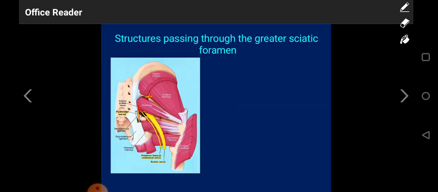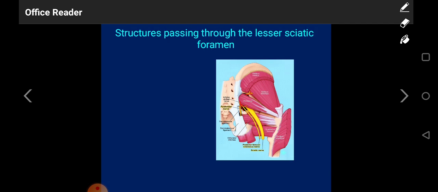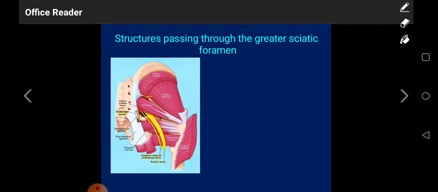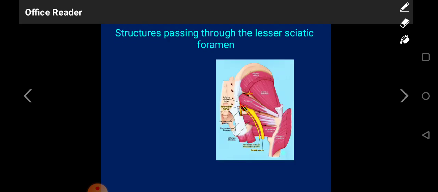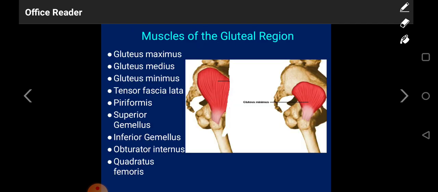The structures passing through the greater sciatic foramen include, as shown in your diagram, the piriformis muscle, the superior gluteal vessels and nerves. The structures passing through the lesser sciatic foramen include the muscles which are lying below the piriformis. The muscles of the gluteal region include the gluteus maximus, medius, minimus, tensor fascia lata, piriformis, superior gemellus, inferior gemellus, obturator internus and the quadratus femoris.